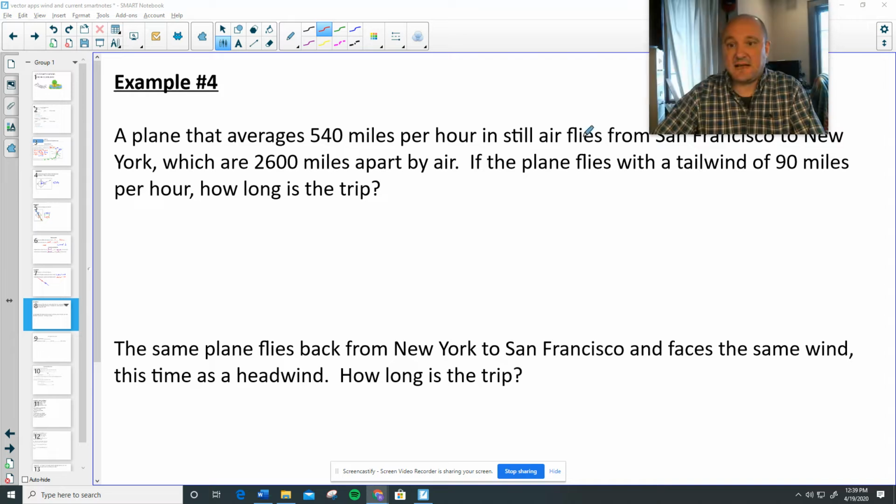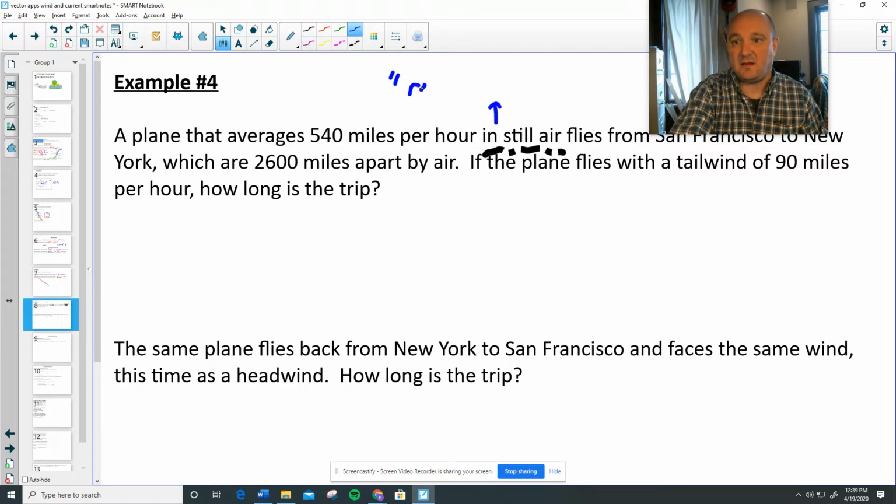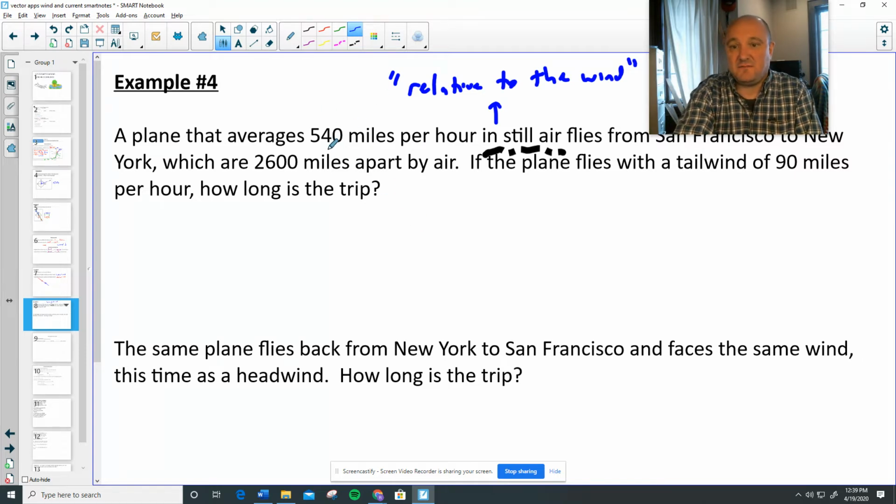All right, so a plane that averages 540 miles per hour in still air. That's one way of saying it. Sometimes we'll say in still air, sometimes we'll say relative to the wind. Okay, this is just saying this is kind of the baseline speed of the plane. It flies 540 miles per hour in still air, and it's going from San Francisco to New York, which are 2,600 miles apart by air. If the plane flies with a tailwind of 90 miles an hour, how long is the trip?